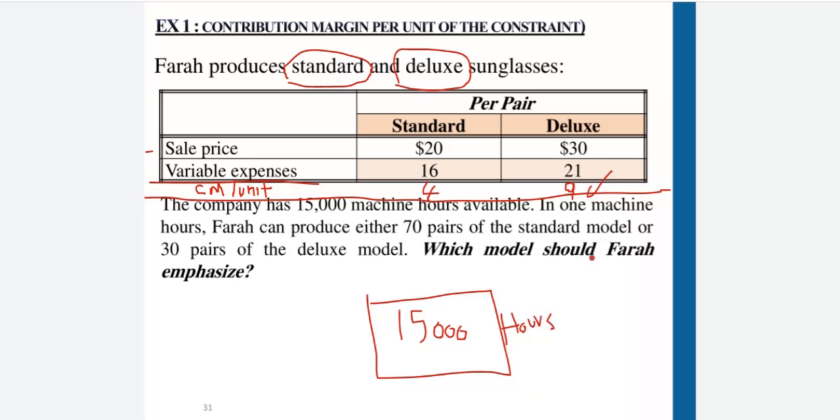In one machine hour, Farah can produce either 70 pairs of the standard model, meaning in one hour we can produce 70 standard pairs, or 30 pairs of the deluxe model. Once he gives you this additional information, it means this is the constraint. This is the restriction placed on the company or on your thinking as you work. Now you have something called a limiting factor. What factor will affect your decision? The machine hours given to you. So the limiting factor is the machine hours.